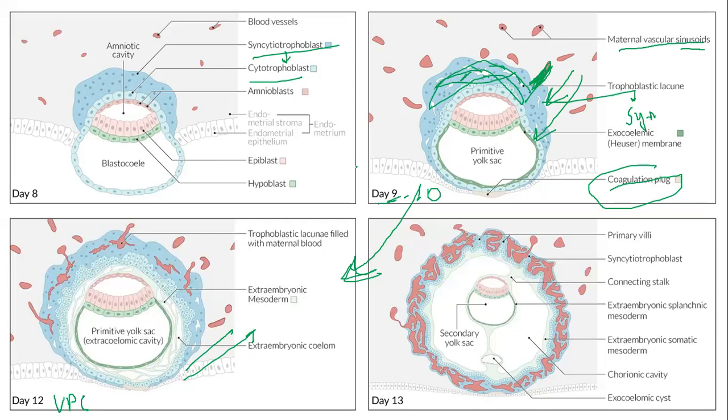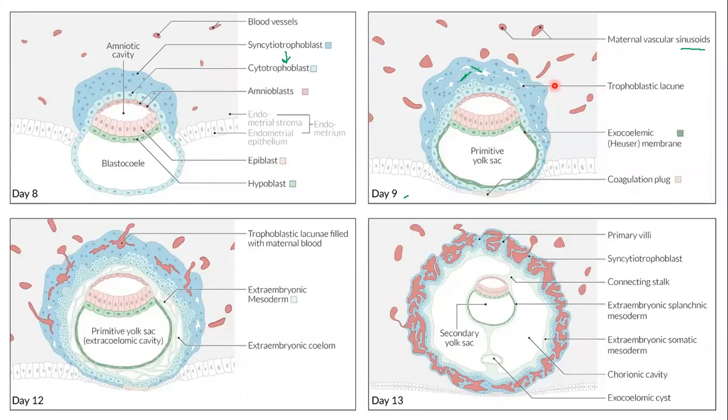So now we are moving forward to the 13th to 14th day. The cytotrophoblast, which is present inside, has columnar cells, and from it arises the primary villi. So on the 14th day, we see the primary villi. Now we are done with our entire trophoblastic events, where the trophoblast forms two layers, the syncytiotrophoblast and the cytotrophoblast.